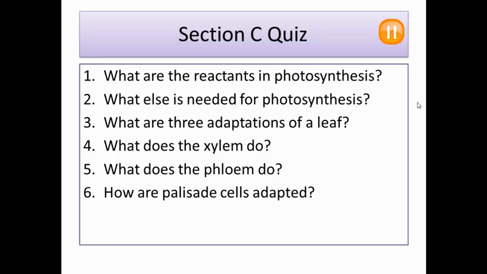Okay, so the questions: what are the reactants in photosynthesis? What else is needed for photosynthesis? What are 3 adaptations of a leaf? What does the xylem do? What does the phloem do? And how are palisade cells adapted?